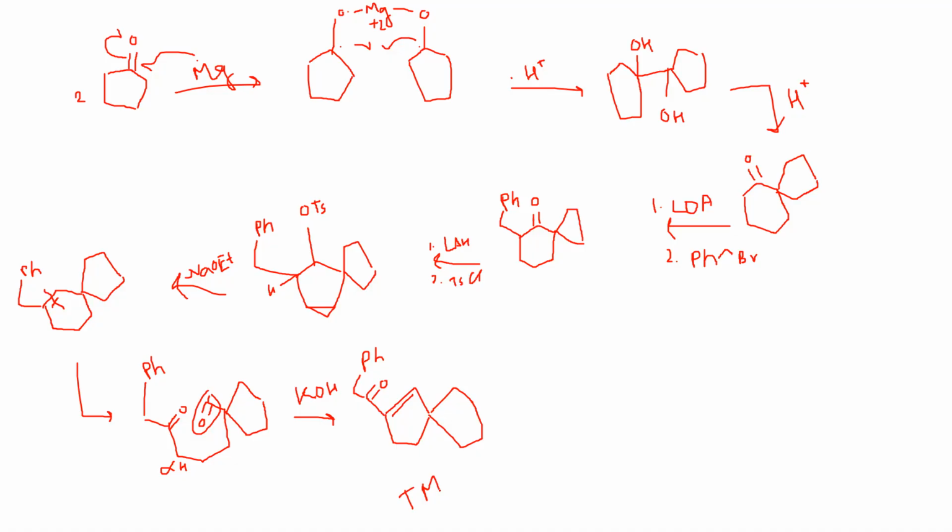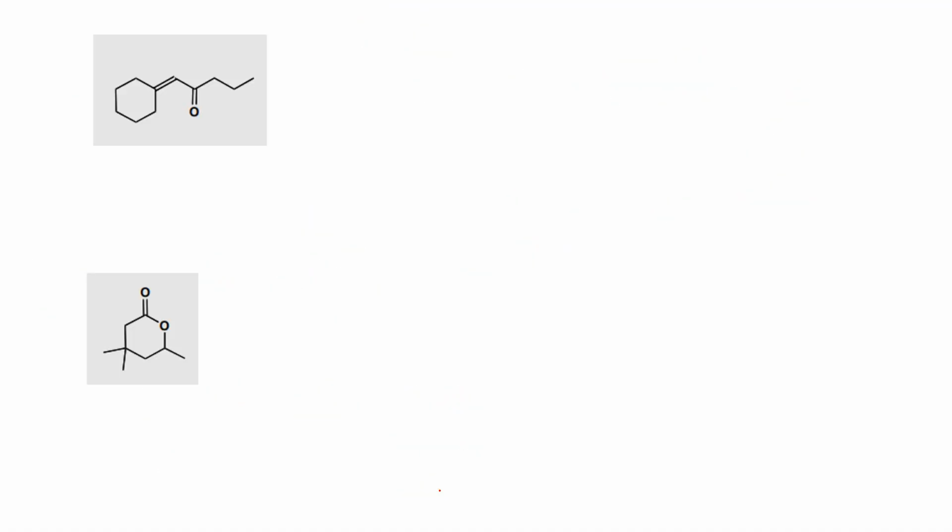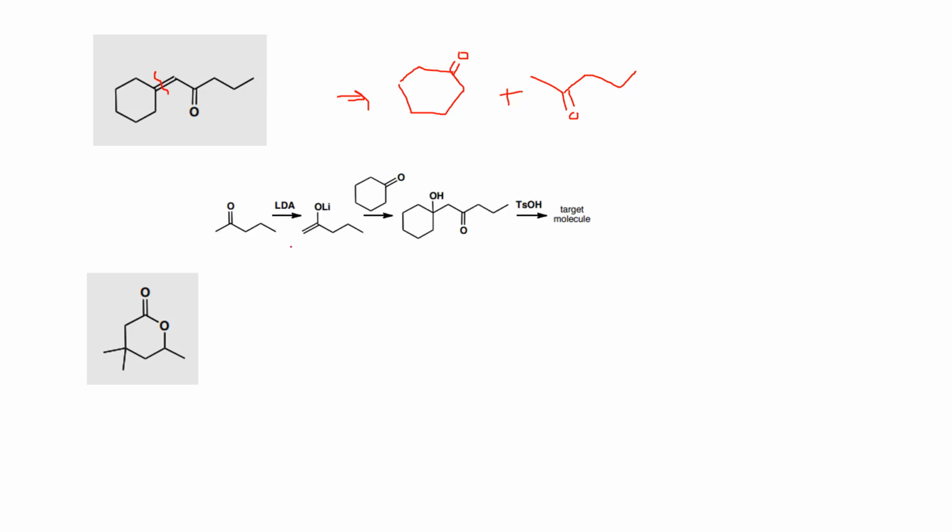Okay, let's go to the next question. What will be the retrosynthesis of these molecules? These are very simple. As we have learned, whenever there is a double bond, we have to break that double bond. We will break this double bond, and we will get a ketone, and if you add 2H, there will be a CH3. So this can be formed easily through aldol condensation.